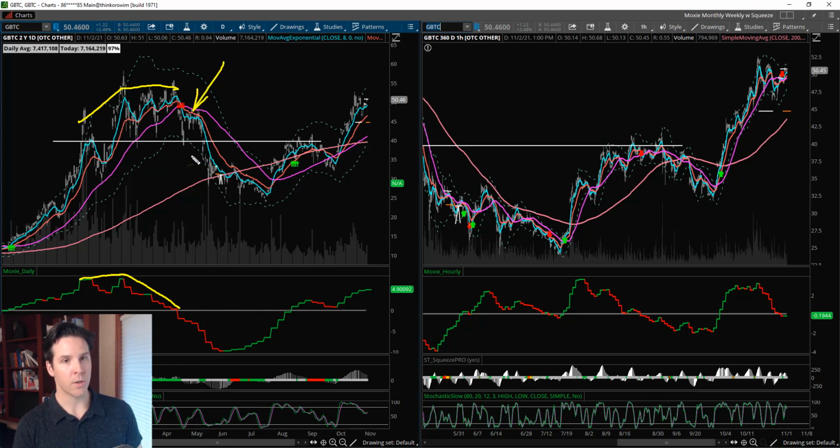The Moxie price triggers are pretty important too. You can see right there is where we got the Moxie price trigger to the downside. So that's to the downside.